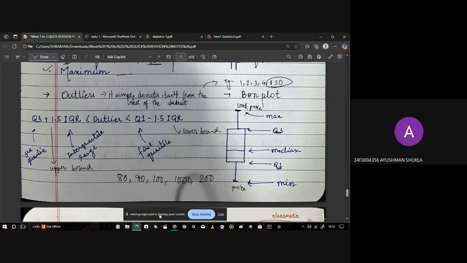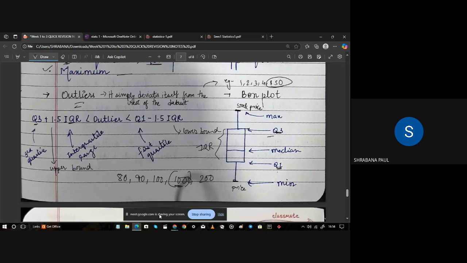Can anyone say? 1000. Yeah, it is 1000. So a number that deviates itself from the rest of the data set is an outlier. Okay. So outliers को आप फॉर्मूला में कैसे लाओगे? Given first quartile, third quartile and interquartile range. ये जो रेंज है इसको IQR मतलब इंटर क्वार्टाइल रेंज होता है. हम Q3 माइनस Q1 से बोल सकते हैं.